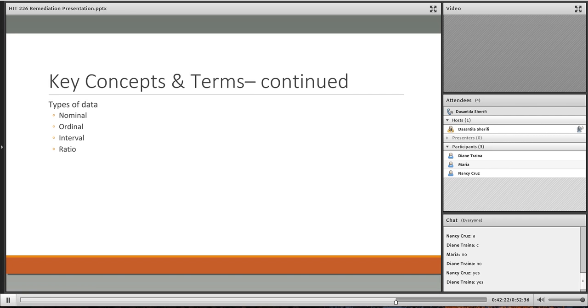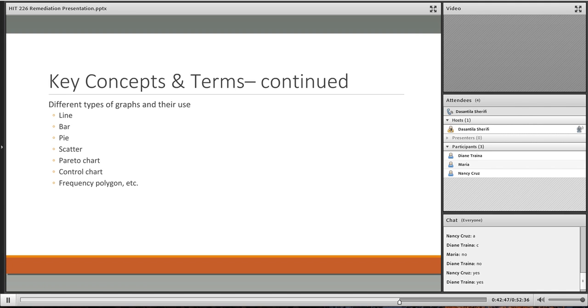This one was discussed earlier. Just take another look at the types of data all the way from nominal to ordinal, interval, and ratio. There was a lecture on that early, so I'm not going to spend a lot of time on it. And this one the same way as well. So we had another recording with the different graphs and their use.